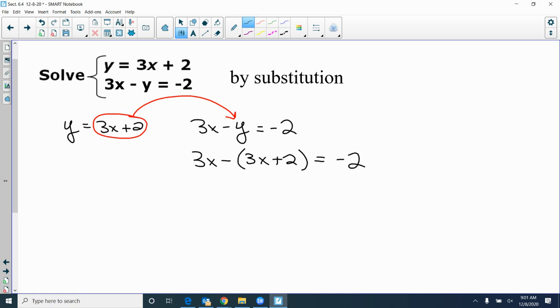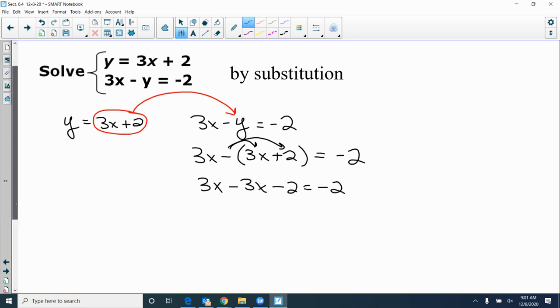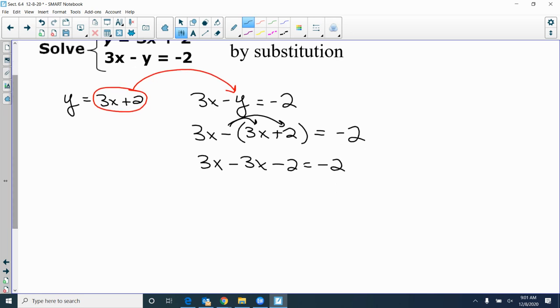Now, what do we need to do with that minus sign that's in front of that? You got to distribute it. Treat it like a negative 1. And so now this becomes 3x minus 3x. Negative 1 times positive 2 is going to give me minus 2 equals negative 2. All right, what does that simplify to? Negative 2 equals negative 2.